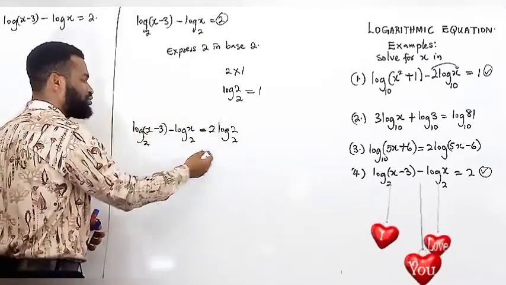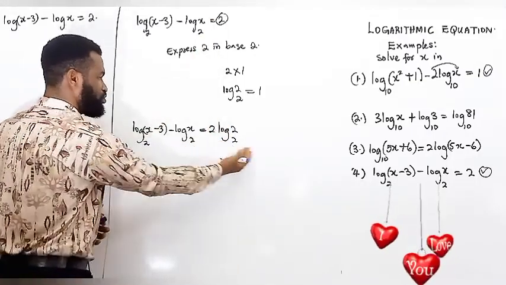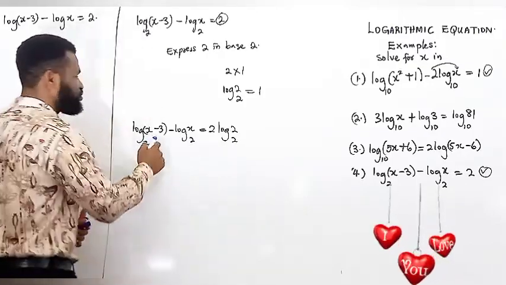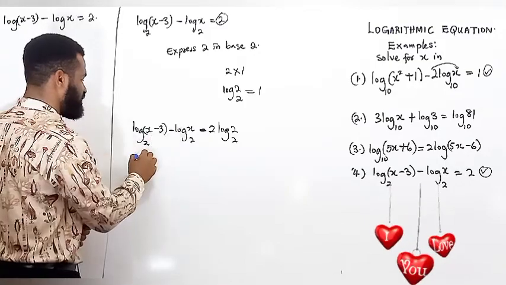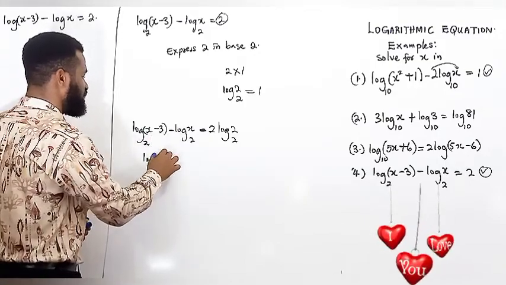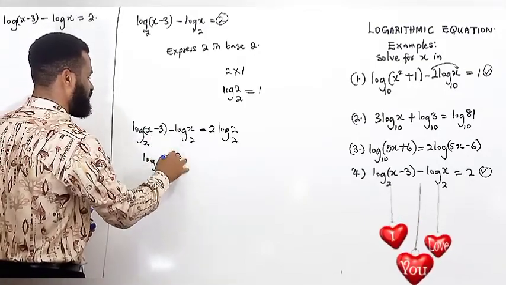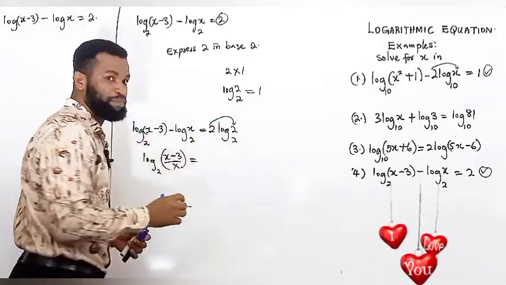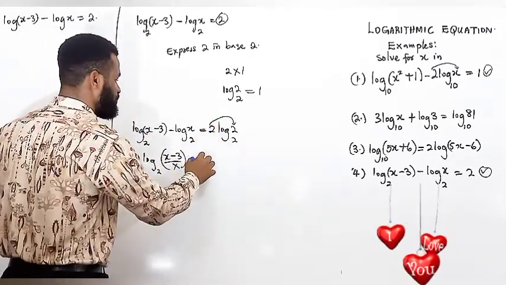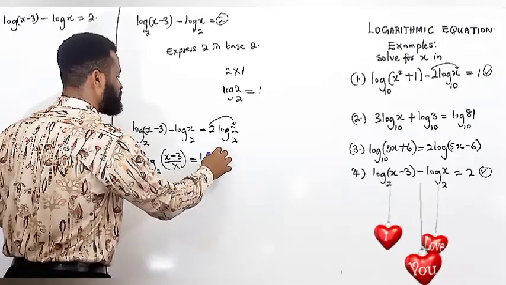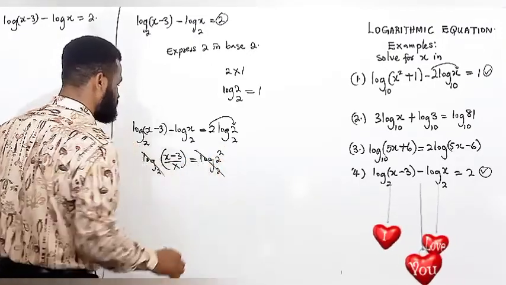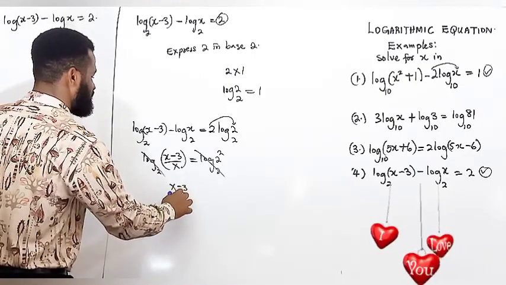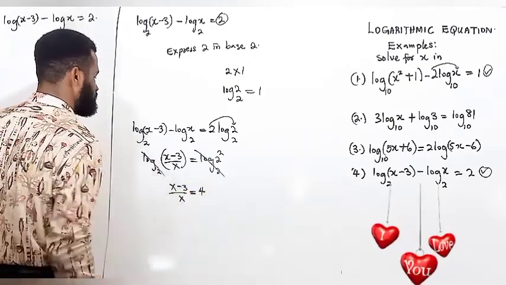But I have to introduce log to base 2 so that everything here is going to be in the same base as 2. So when I'm subtracting, I will divide. So I'll have log base 2 of x minus 3 all over x is equal to, these 2 has to go on top according to the power law. So I'm going to have log of 2 raised to power 2 base 2. This will slash out. So I have x minus 3 all over x is equal to 4.